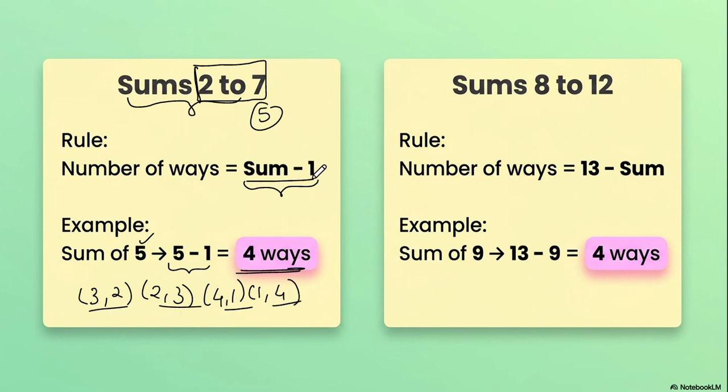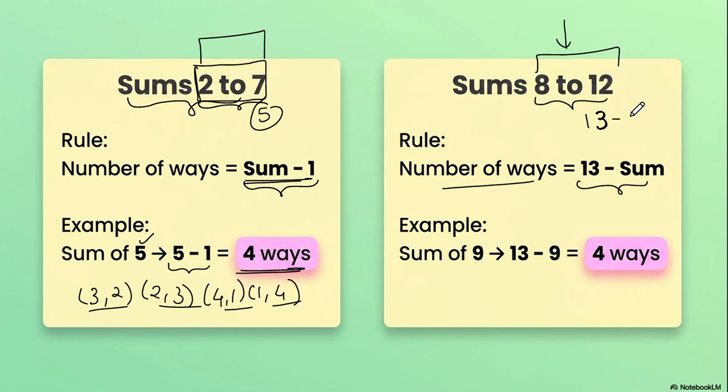This formula is applicable only when you have to find the number of ways whose sum is 2 to 7. For the remaining sums, 8 to 12, you have to use this formula: 13 minus sum, to find the number of ways. Suppose you have to find how many elements are there whose sum is, let's say, 10. The answer is 13 minus 10, so there are 3 elements whose sum is 10, for example 6 comma 4, 4 comma 6 and 5 comma 5. There are only these 3 elements whose sum is 10.